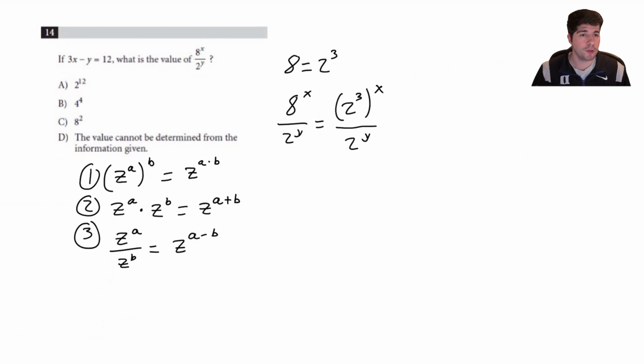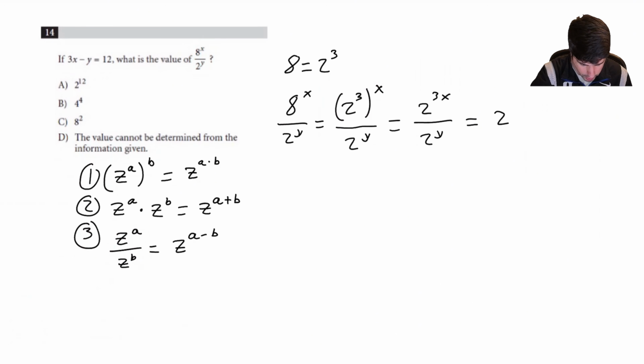And now we can apply our exponent properties directly. First of all, property 1 we can apply immediately here. So we get that this is equal to 2 to the 3x divided by 2 to the y. The denominator is unchanged. And then from here, we just apply property 3, because now we do finally have a common base. So this tells us that this is 2 to the 3x minus y, because the 3x is playing the role of a here, and the y is playing the role of b.